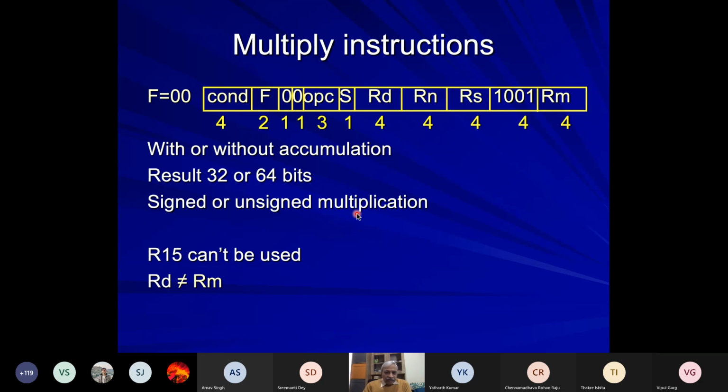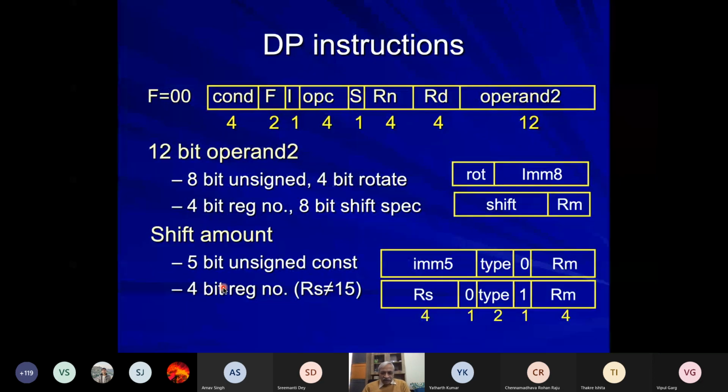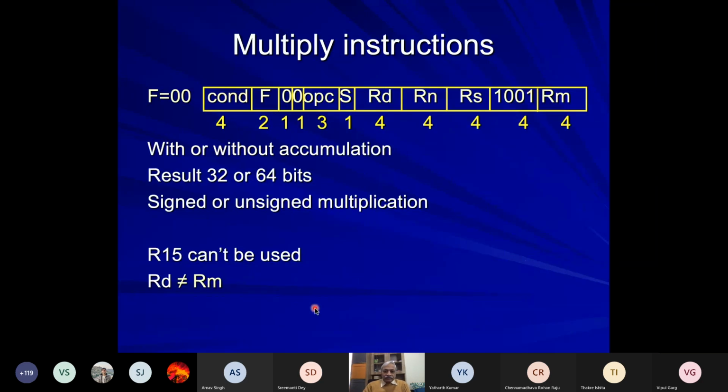I've been mentioning some restrictions, like in this case, R15 can't be used for any of these registers, and RD cannot be the same as RM. So that's some implementation related restriction. And in the previous one also, the shift amount when you're giving by register, you can't use R15, which is PC, program counter, for this purpose.